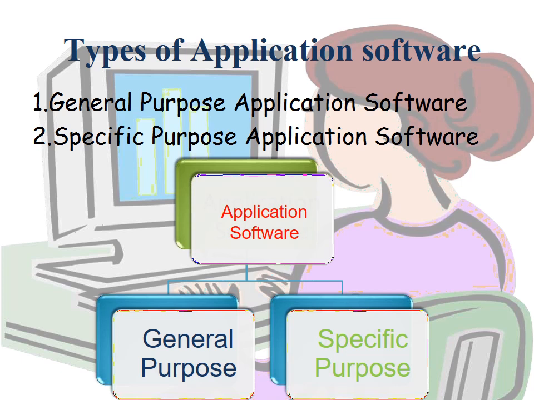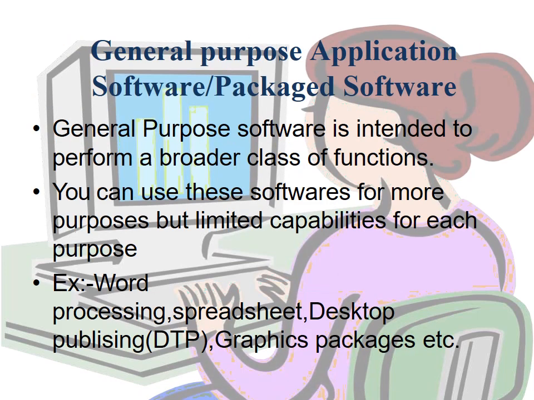So now, types of application software. There are two different types of application software. They are general purpose and specific purpose. Now let's know about them in detail. Now first is general purpose, or we can also call it packaged software.